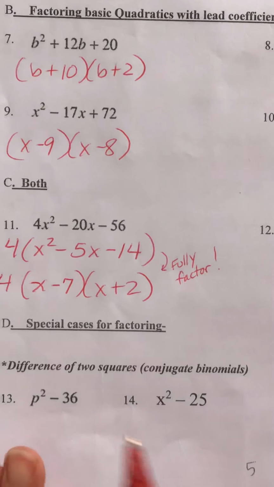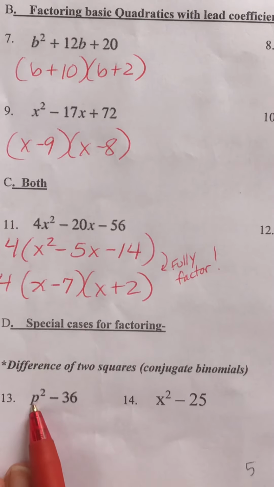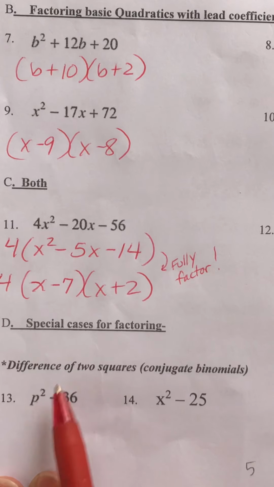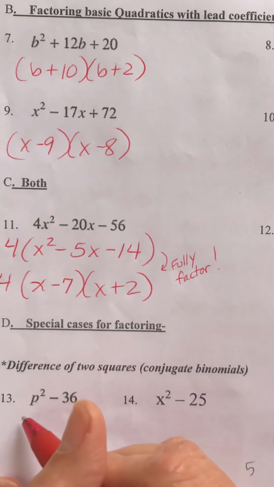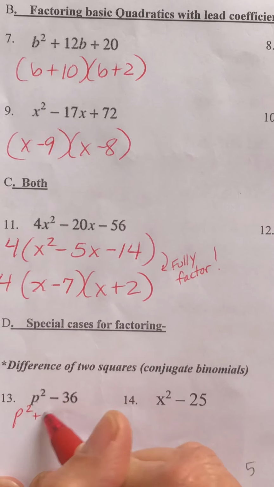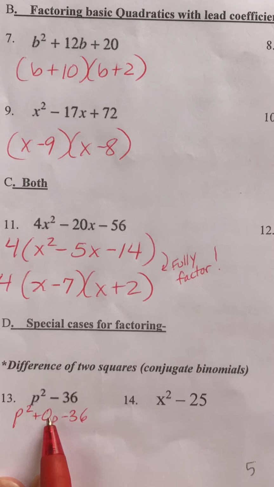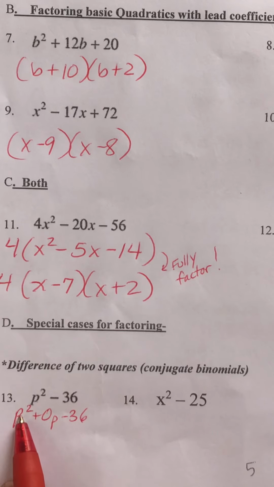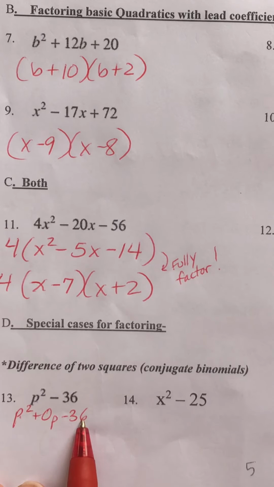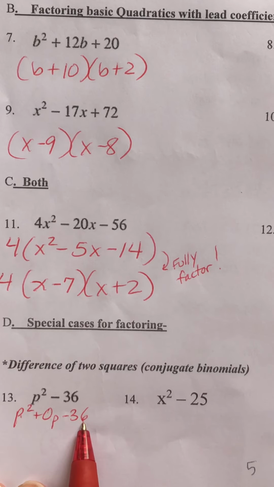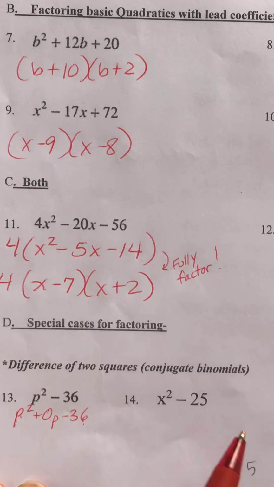So if I'm looking at two numbers that multiply to give me p squared and two numbers that multiply to give me 36, but there is no middle term, it would look like this: p squared plus 0p minus 36. So I'm looking for two things that multiply to give me negative 36, but add to give me 0.